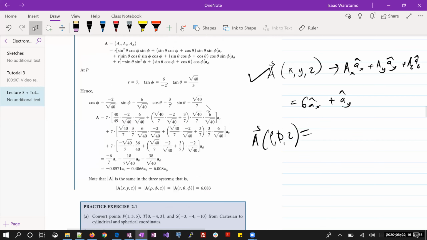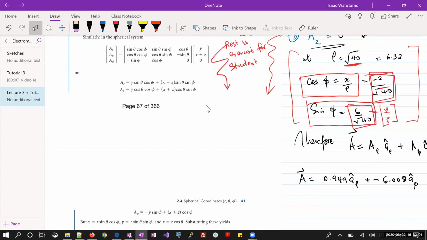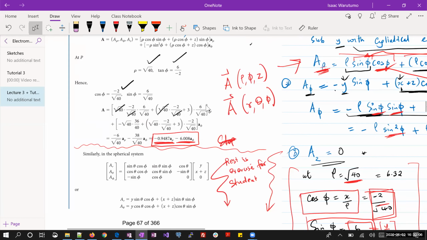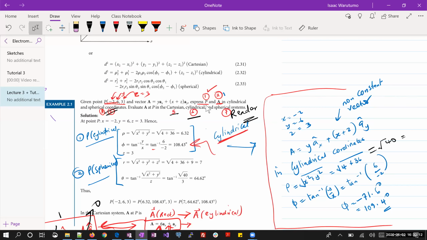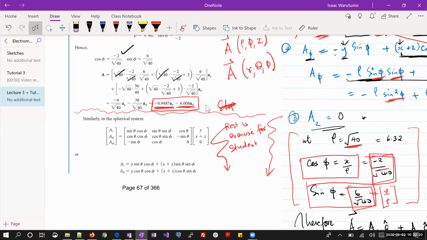It's actually up here. Just a minute. I think these two questions are the same. Coordinates. Because I think that still works. This is still the expression. What we have obtained here is actually the same. This is A in terms of rho, phi, and z. So I think this is sufficient for us.